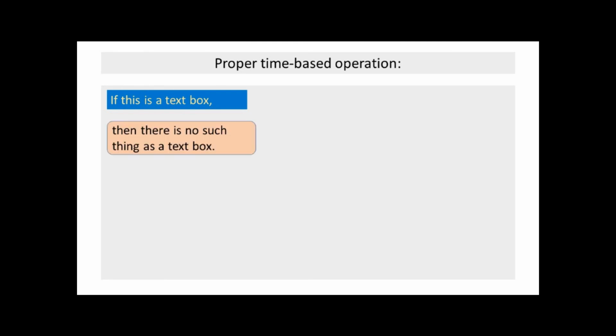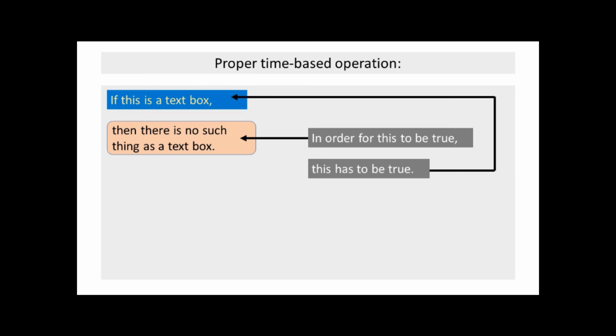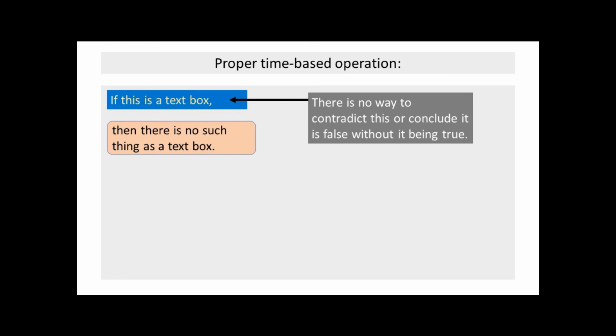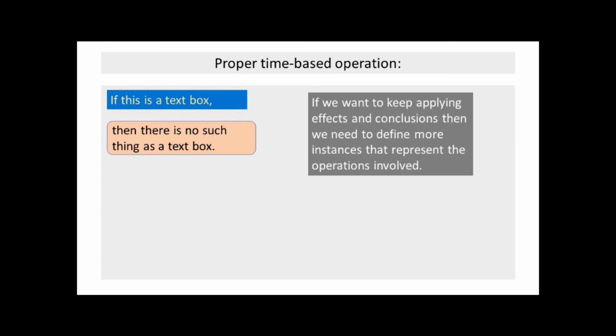So, what we're seeing is that there is a temporal nature to the order of operations. Let's look at the text box example again. If this is a text box, then there is no such thing as a text box. In order for this to be true, this has to be true. There is no way to contradict this or conclude it is false without it being true. If we want to keep applying effects and conclusions, then we need to define more instances that represent the operations involved.